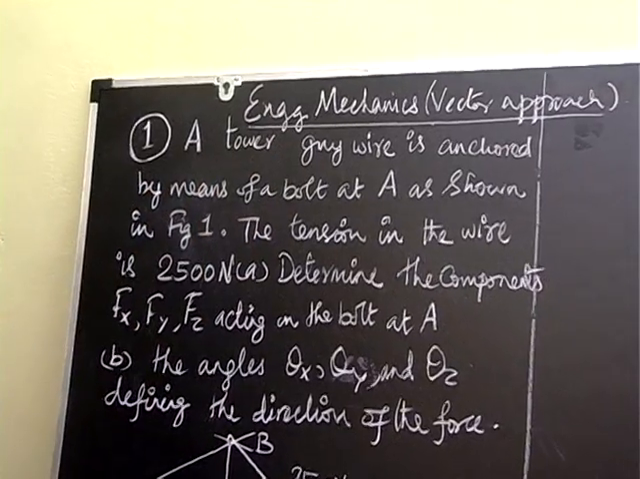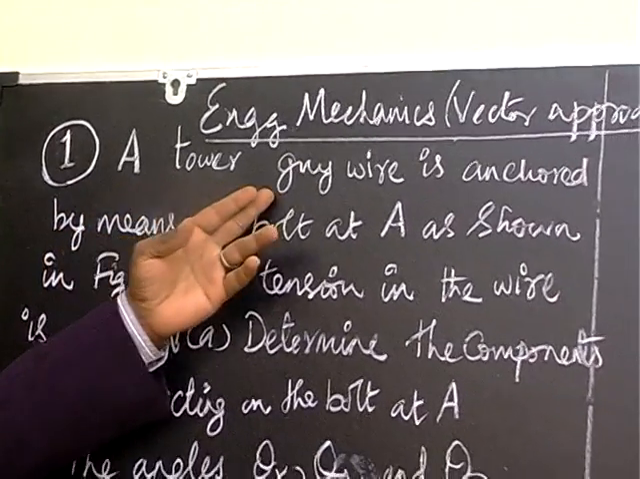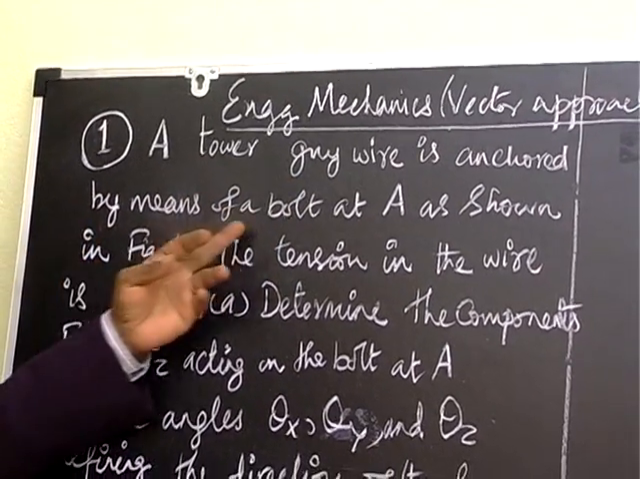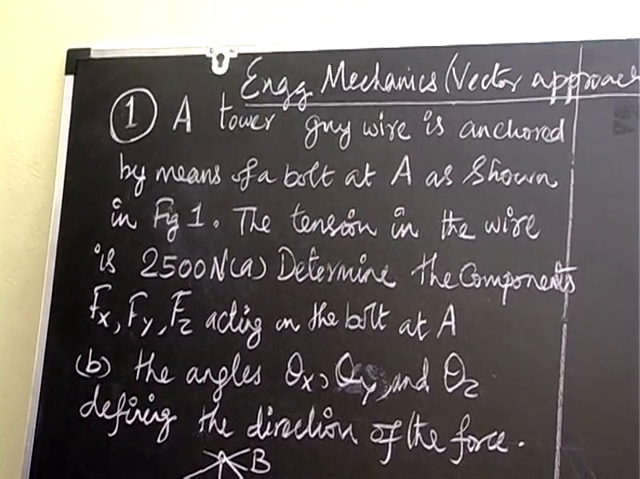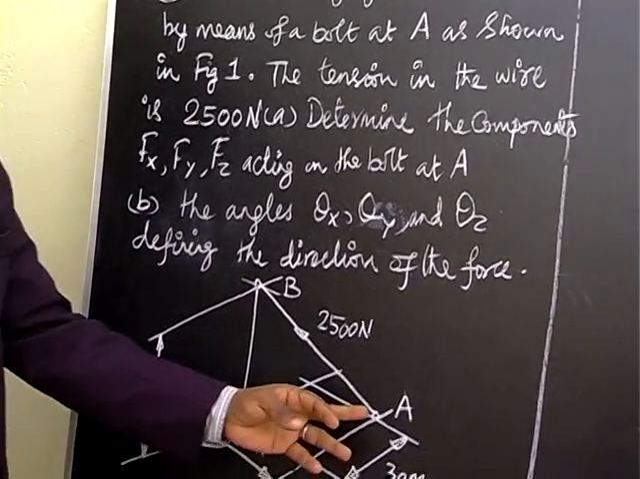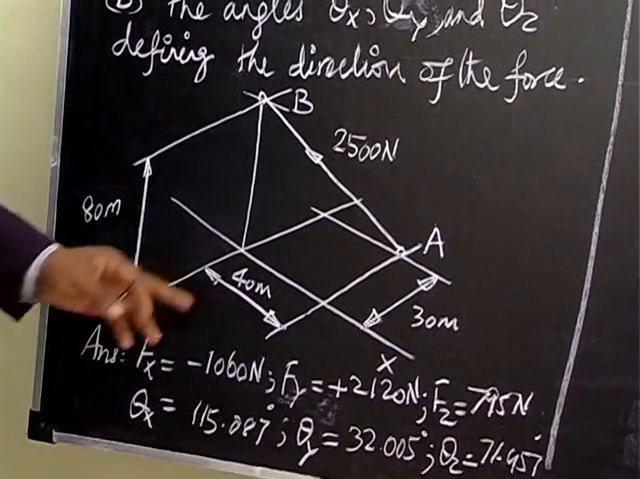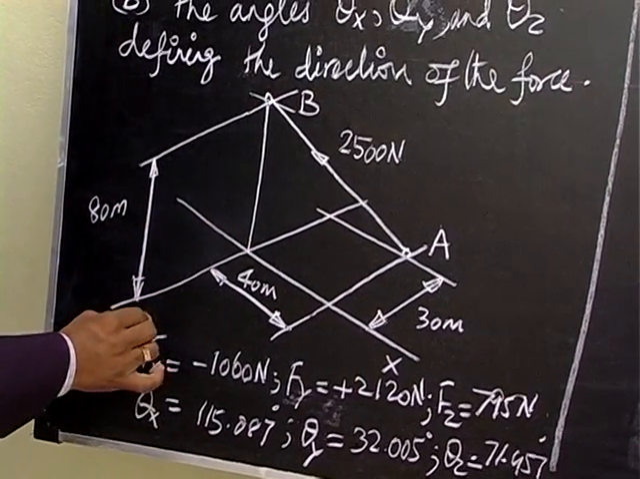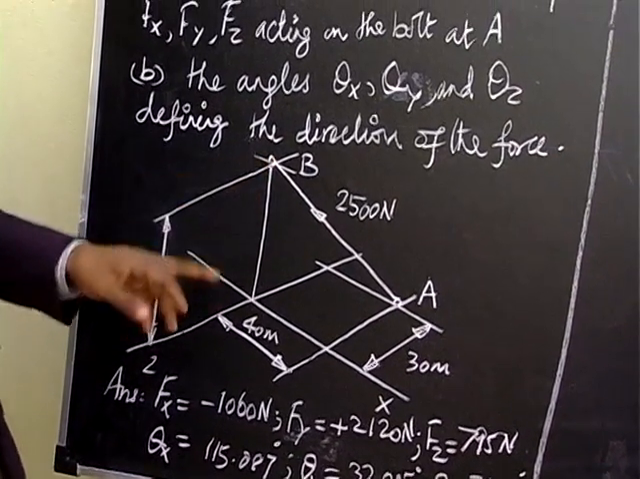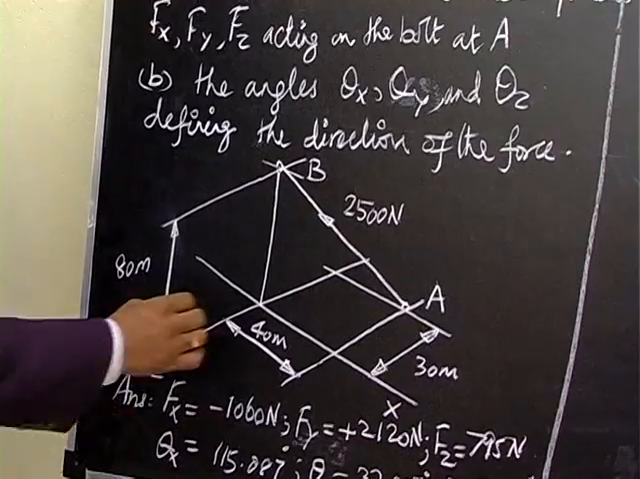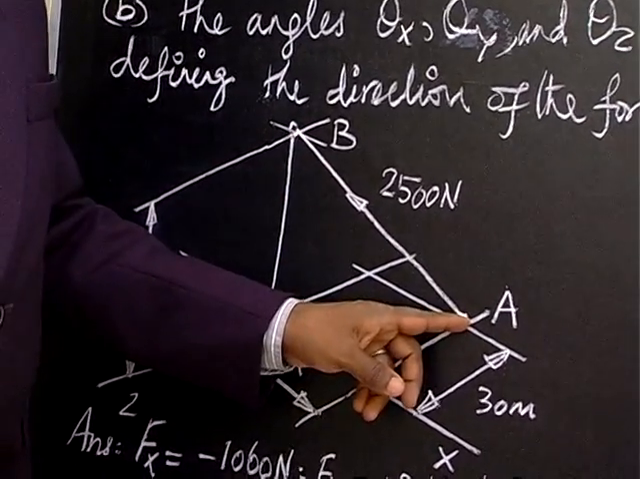Mechanics vector approach problems. The problem number 1 goes like this. A tower guy wire is anchored by means of a bolt at A as shown in figure 1. The problem is illustrated in this figure, wherein A is at a distance of 40 m along the x-axis, and from the z-axis it is minus 30 m, and B is at a point height 80 m from the origin. So the guy wire is anchored from A to B.